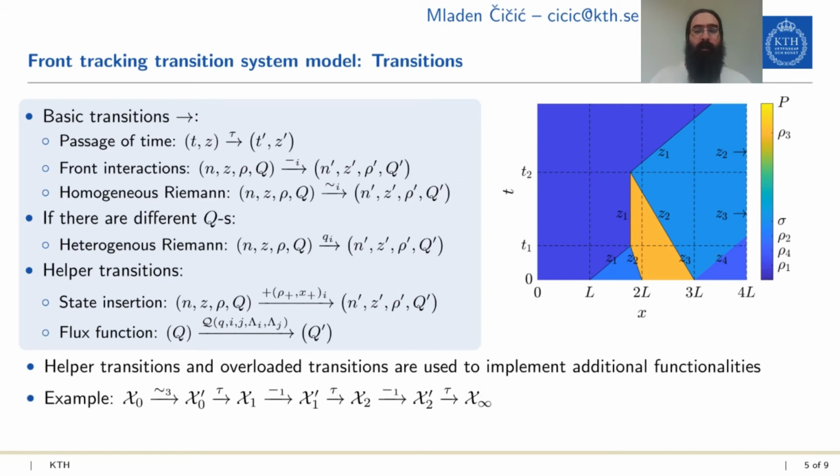For example, this whole solution can be described in only 6 transitions. So first we take a homogeneous Riemann transition, which creates this rarefaction wavefront. Then we can advance time by using the passage of time transition until these 2 wavefronts collide, at which point we use a front interaction transition. Then we can advance time further, get another front interaction transition, and from this point on we can advance time indefinitely and nothing structurally changes in the model.